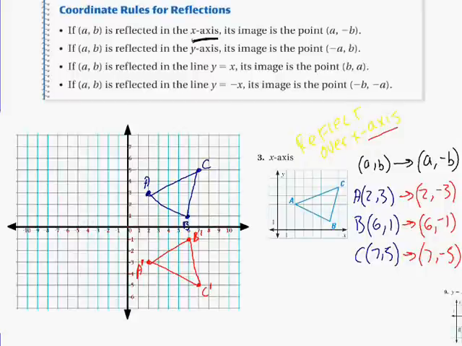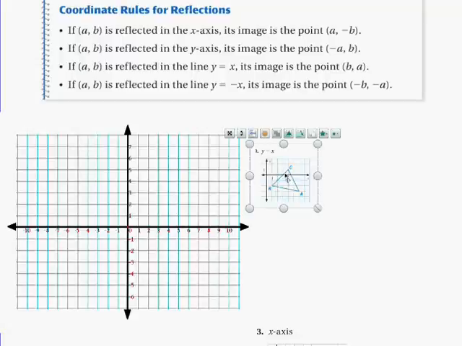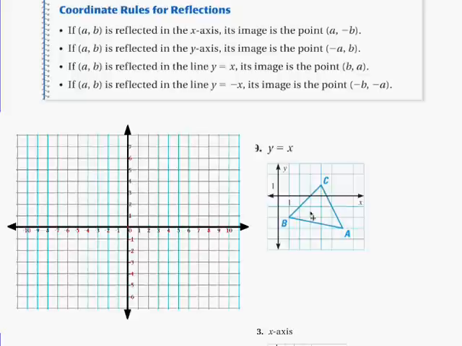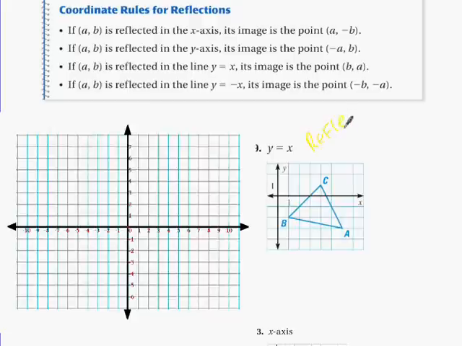Okay, let's try another one. Alright, here is another one, and I'm going to reflect it over y equals x. So if I'm going to do that, I have y equals x, and I'm going to use this rule. If I have A, B, then I'm going to switch the B and the A. Okay, see how the A and the B just switch over the reflection?